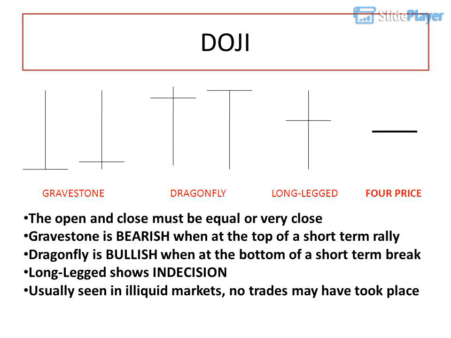Gravestone. Dragonfly. Long-legged. Four price. The open and close must be equal or very close. Gravestone is bearish when at the top of a short-term rally. Dragonfly is bullish when at the bottom of a short-term break. Long-legged shows indecision. Usually seen in illiquid markets, where no trades may have taken place. Gravestones and dragonflies could have small tails on one end.